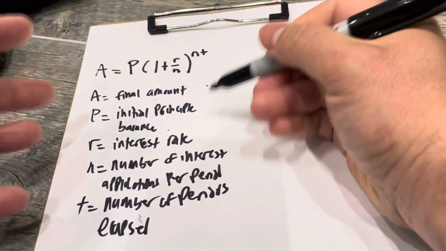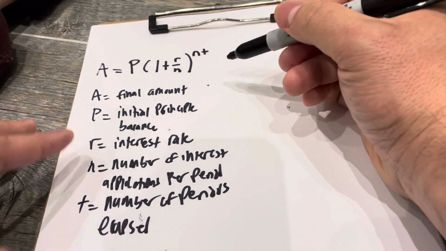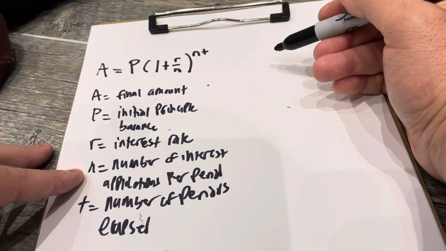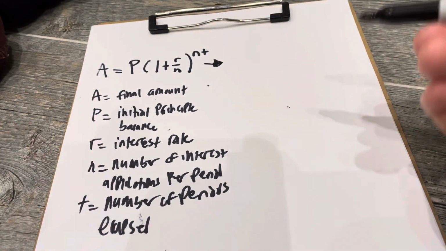I apologize if the camera keeps messing up the focus, but I'm doing my best. It should start focusing now, because I'm going to be writing all on this side over here. So essentially, we're going to take this equation, bring it to the side over here, and insert some numbers.